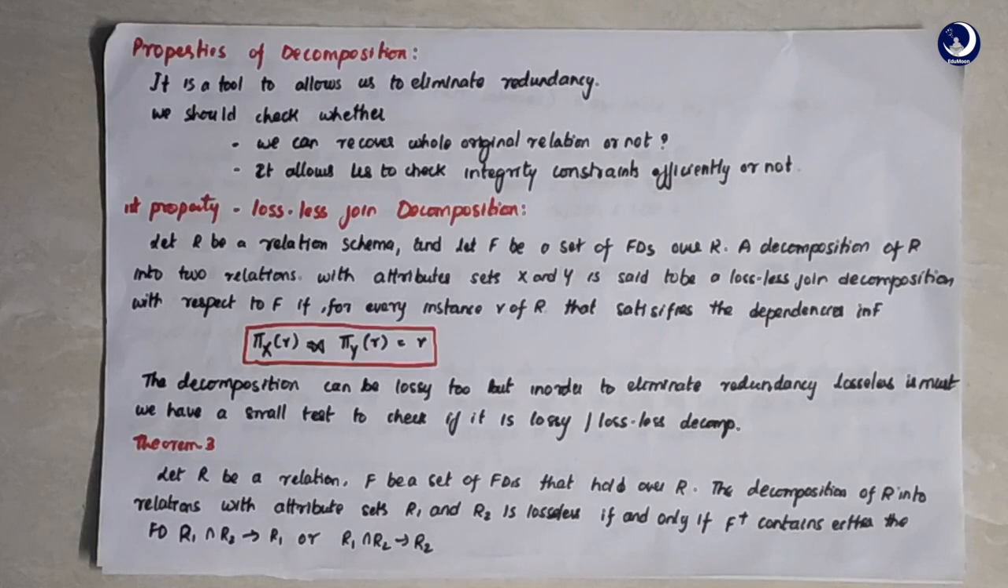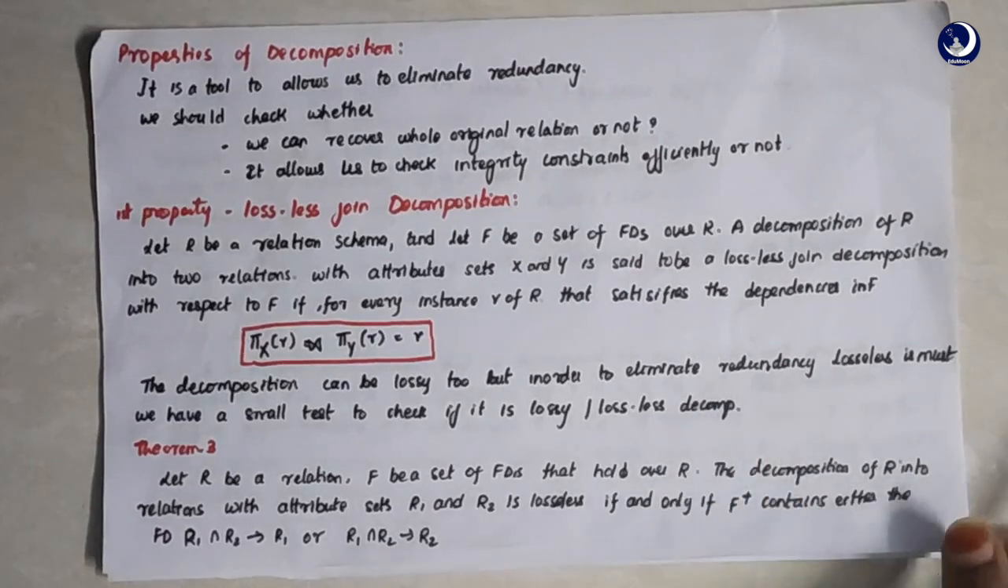The projection of X of that particular instance joined with the projection of Y attributes of that particular instance will give you the actual instance. So this is how we can symbolize this lossless join. When you are combining, you will get the actual instance without loss of any information. Yes, decomposition can be lossy also, but in order to eliminate the redundancy, we have to use lossless join only. Lossless join is a must if you want to reduce or eliminate the redundancy, right?